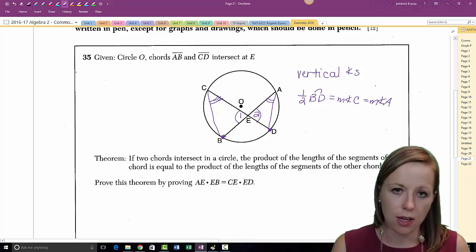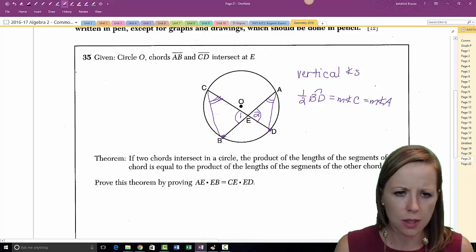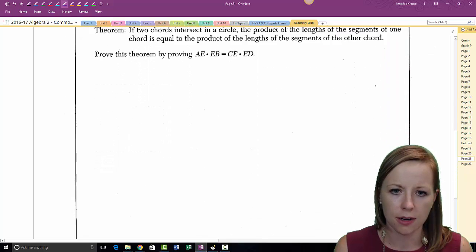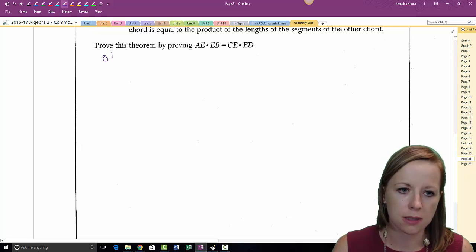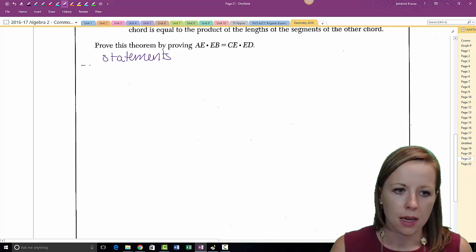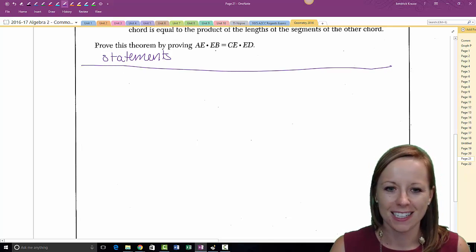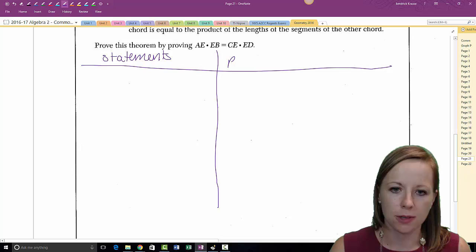So those are going to be the two things I'm going to use in this proof. I'm going to go down here and do my statements and my reasons. My reasons are always a little longer, so I like to make that side a little bit bigger.